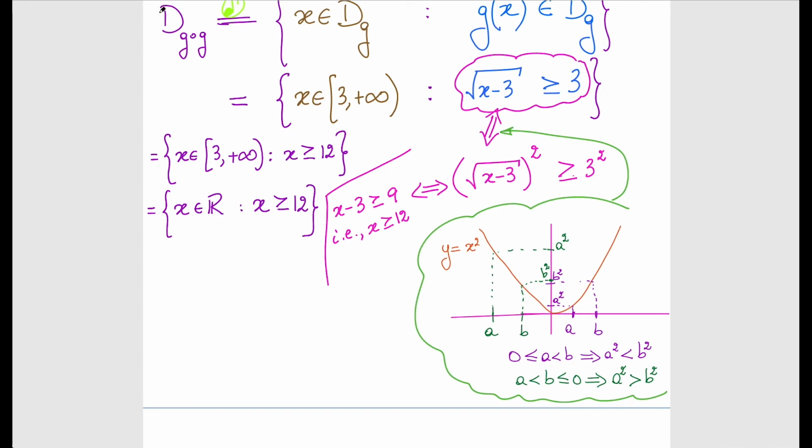Okay. So what's the domain of G composed with G then? It's the collection of all real numbers that are from 12 onward. And how do you interpret this using interval notation just to answer the question? This is simply the interval that's closed at 12 and all the way to infinity. Yes? So this is the domain of G composed with G.